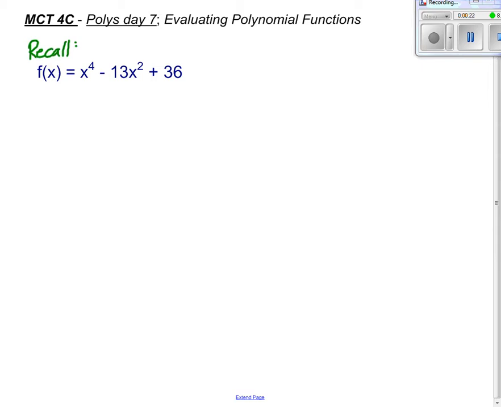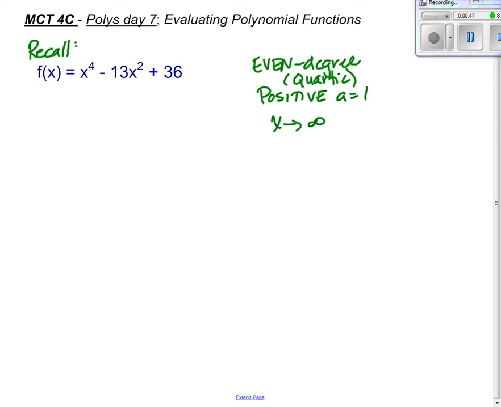So we know that this is an even degree quartic. It is positive because a equals 1. It's invisible, but that gives us the information we need from our chart, that as we look to the right, then our function will go up, and as we look further and further to the left, our function will continue to increase. So we know something about the behavior on either end.